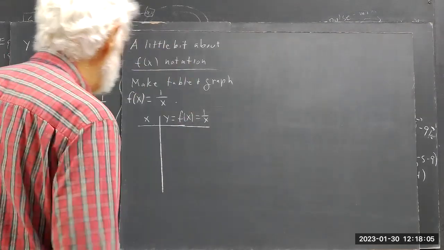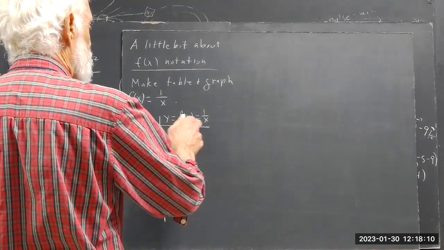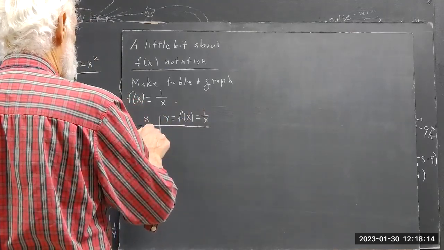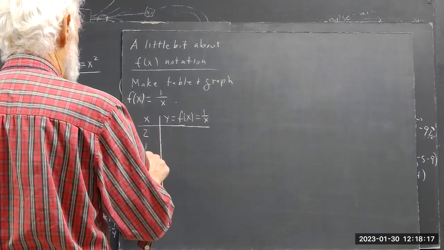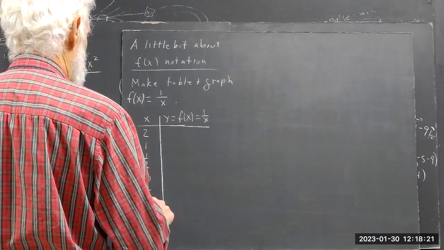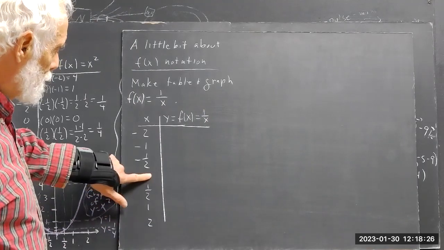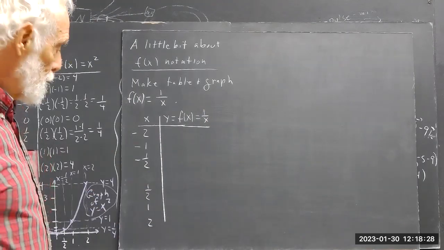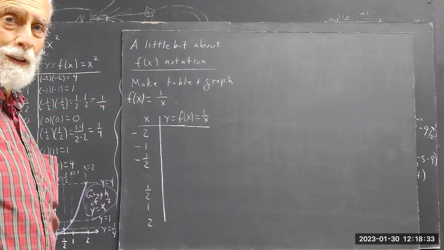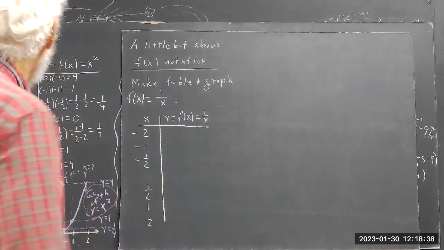So we're just going to treat f of x as a label for this function. It's 1 over x, and we're going to use x values -2, -1, -1/2, 0, 1/2, 1, and 2, except we're not going to use 0. Are we not going to use 0? We're not going to use 0 because 1 over 0 isn't defined. Division by 0 is not defined.